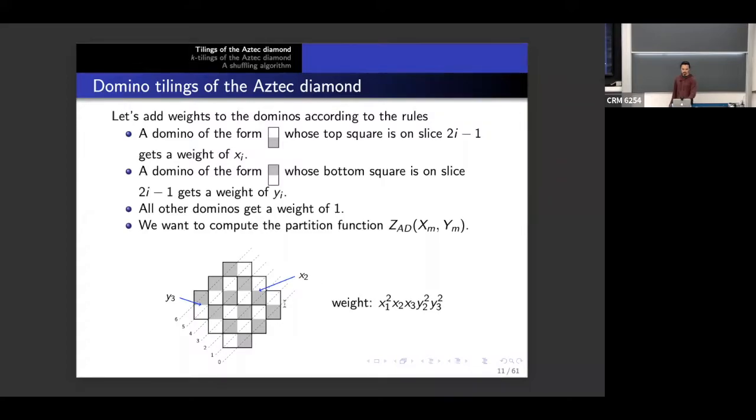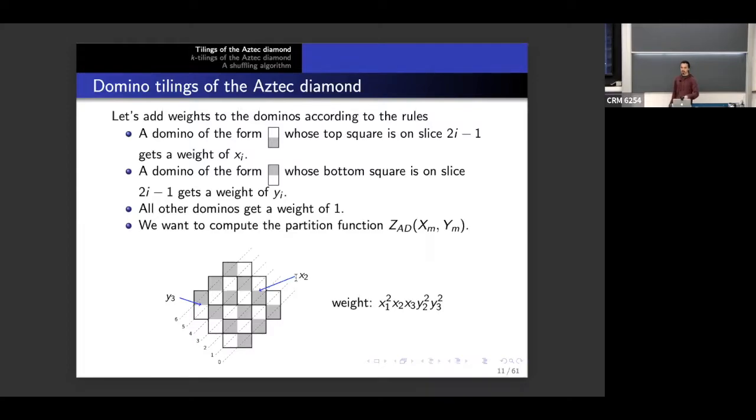So here is an example. We can see on, say, slice 3, there's 1 vertical domino, which has the black square on the bottom, and the white square is on slice 2 times 2 minus 1. So that gets an x2.